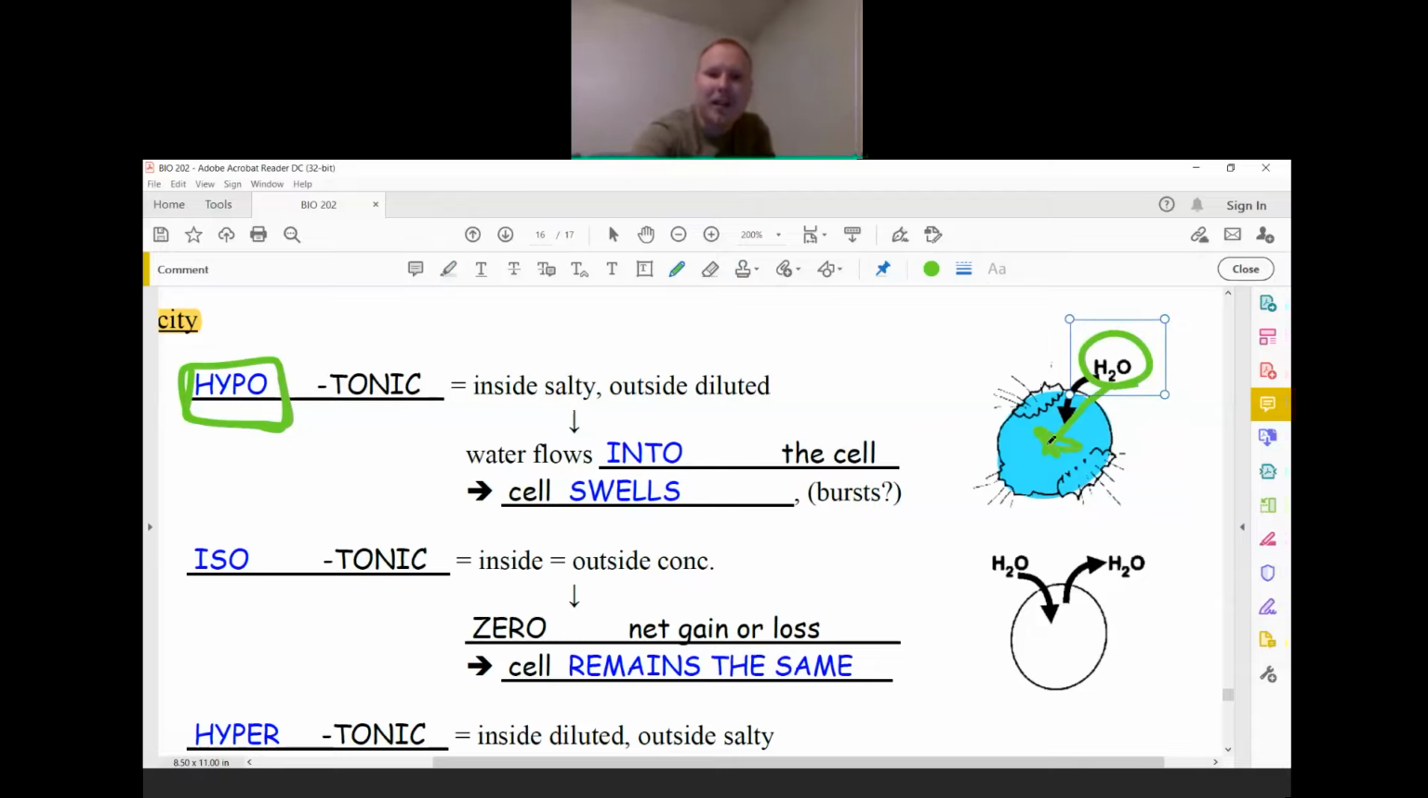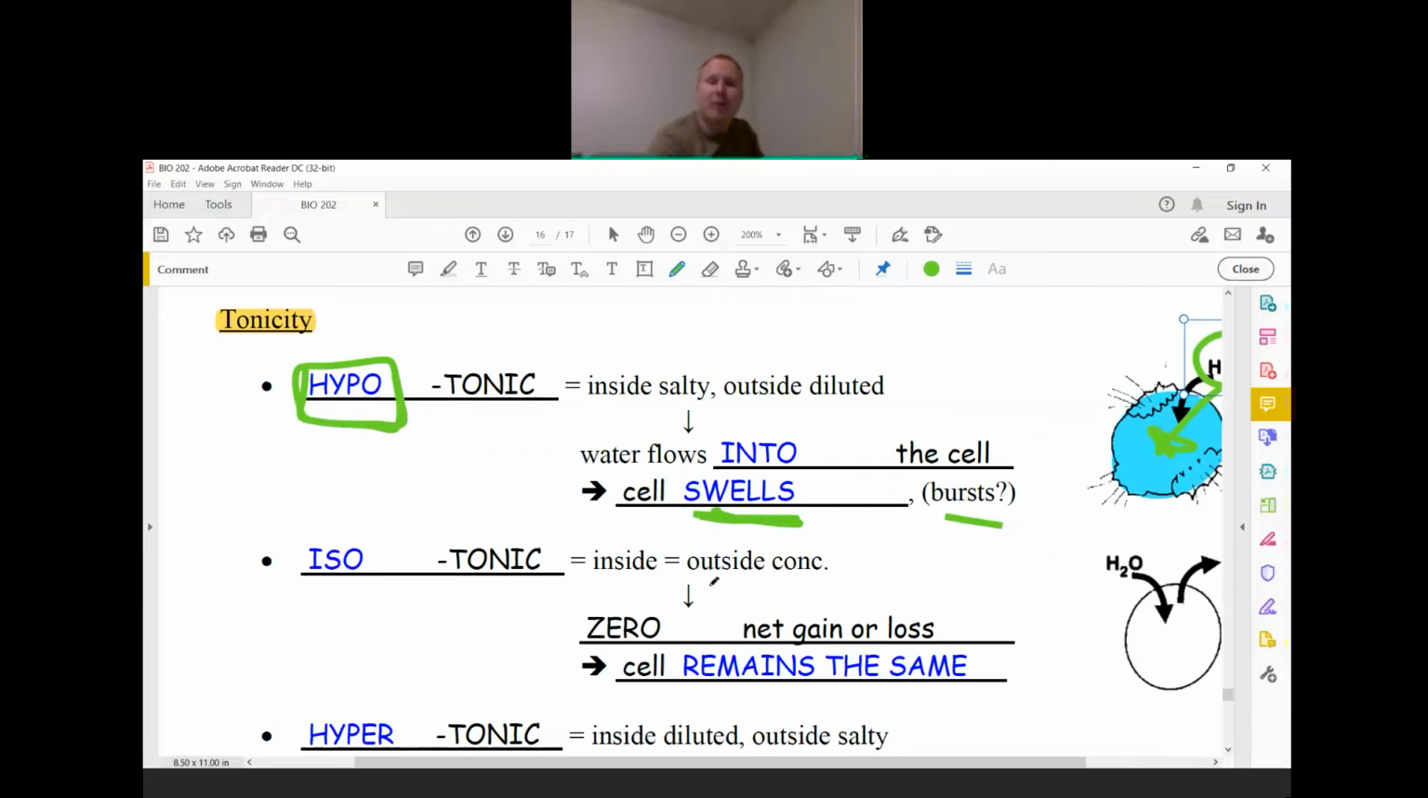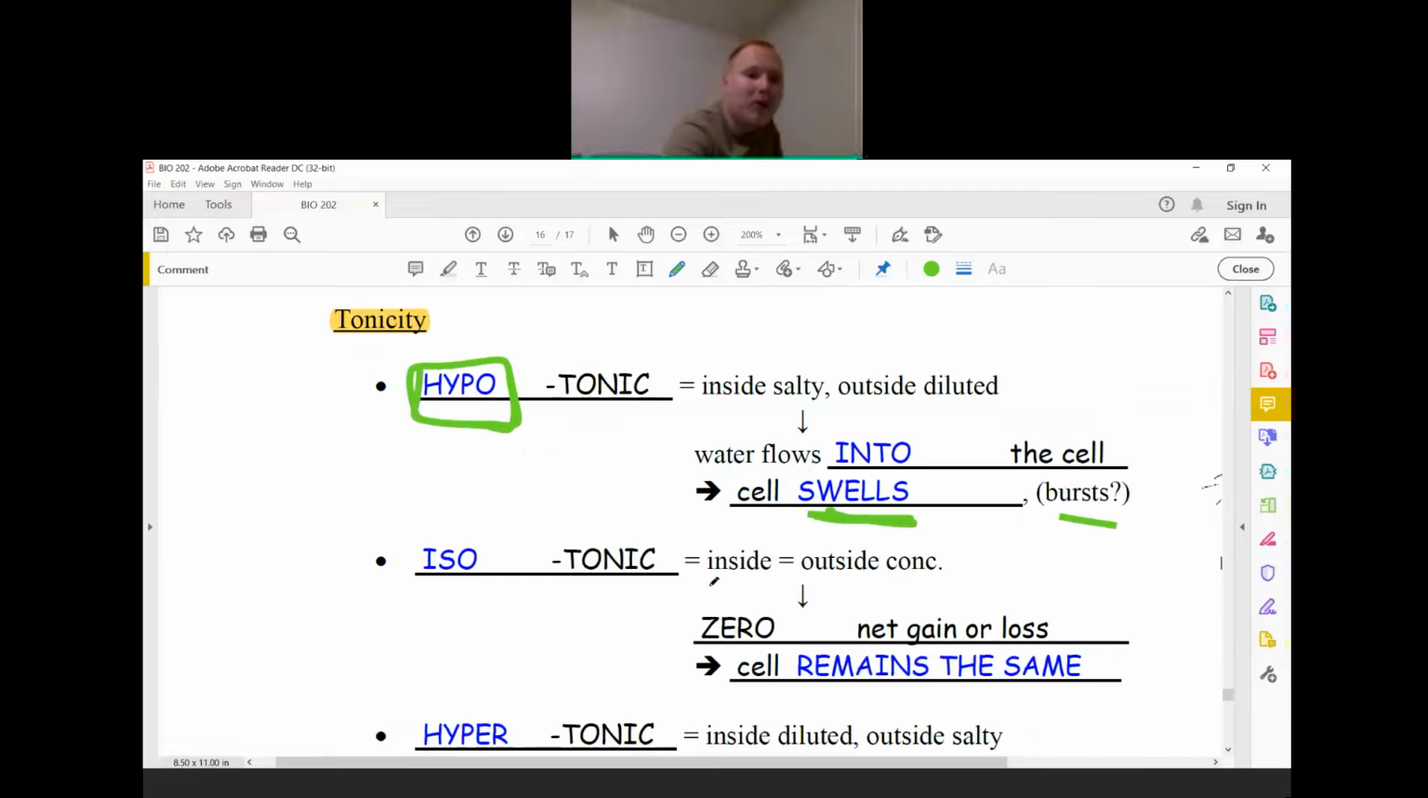And as water flows into the cell, it ends up swelling and might eventually even burst if too much water flows in. So how do you remember this?